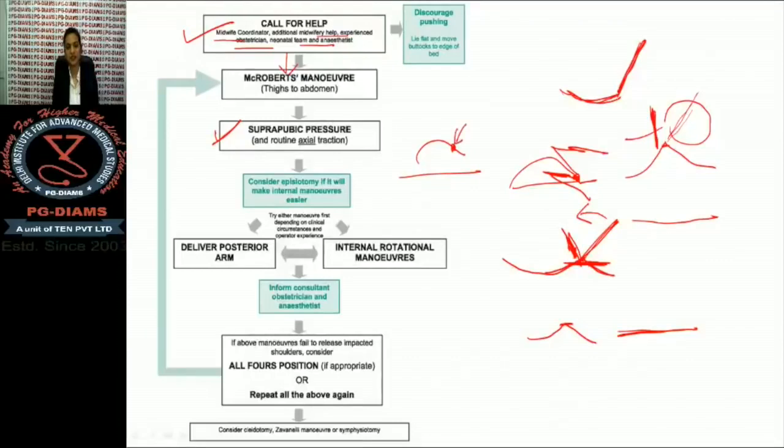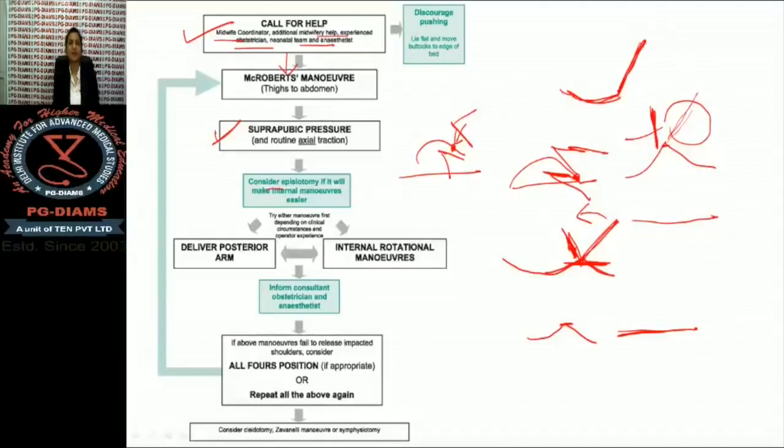Here your assistant or you will give suprapubic pressure with the mother's thighs flexed over the abdomen. That's very diagrammatic here. If the baby is still not delivered, consider giving an episiotomy, or if you have already given an episiotomy, consider extending the episiotomy. If still not delivered, you can do either of the two things.